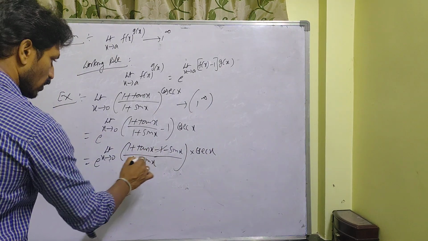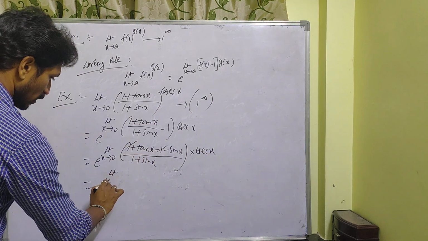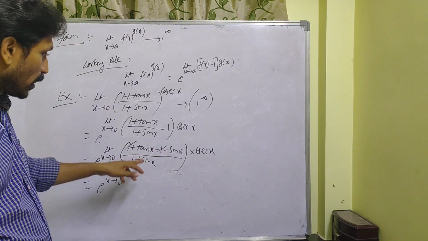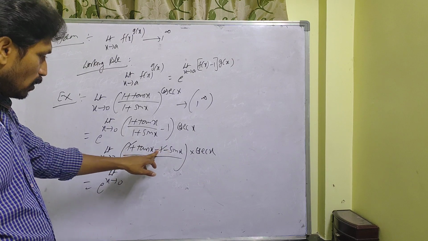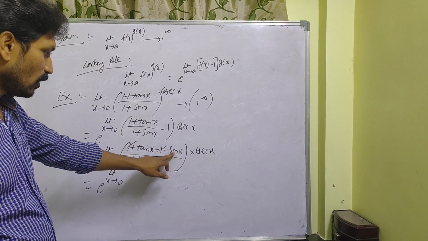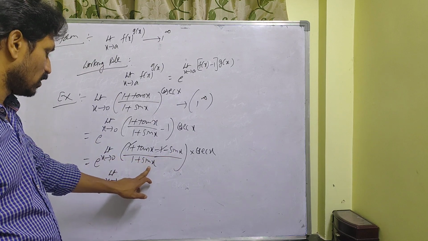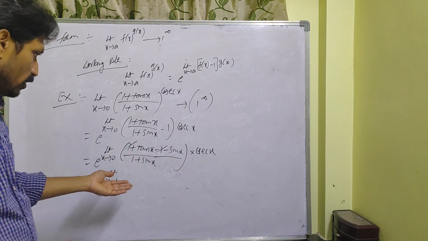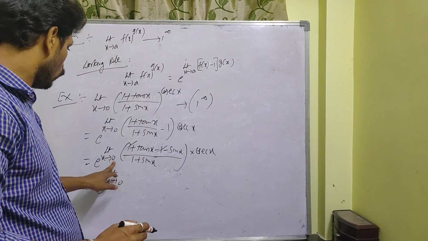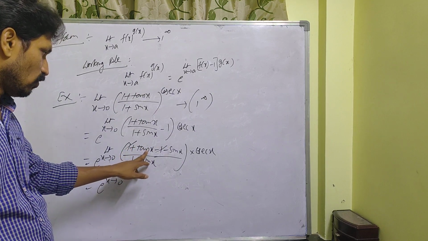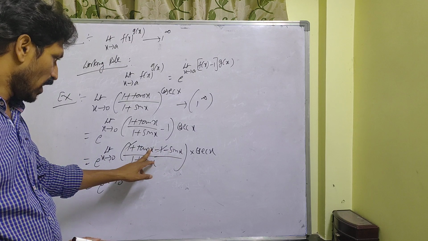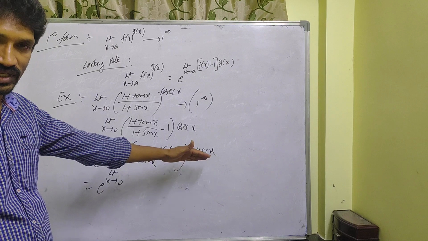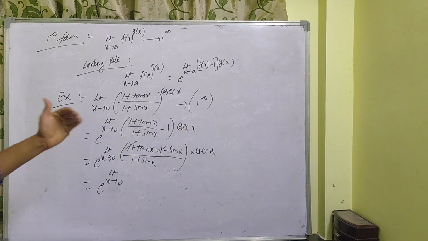Okay, so this one gets cancelled. This is equal to e power limit x tends to 0 of (tan x minus sin x) into cosecant x by 1 plus sin x. So tan x minus sin x, how can you write? This is sin x by cos x minus sin x. Of course, if you apply x tends to 0, what do you get? That is the important part. Tan 0 is 0, sin 0 is 0, so 0 minus 0, and cosecant 0 is infinite. So now you have to simplify.